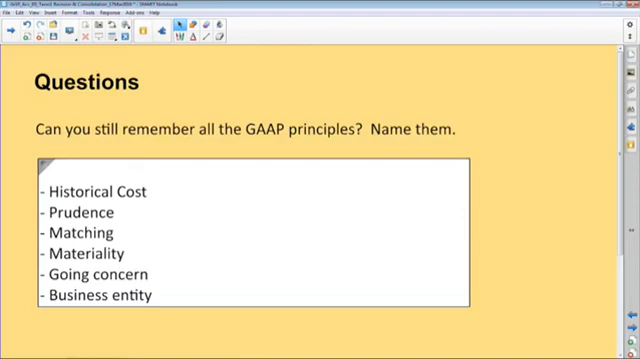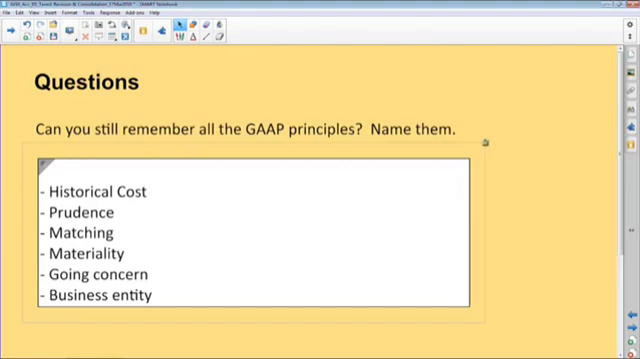Okay, guys, I hope you got all 6 of them. Now, let's look at the answer. The answers are the historical cost, prudence, the matching principle, materiality, going concern, and business entity. Now, I want to quickly go through all 6 of them.